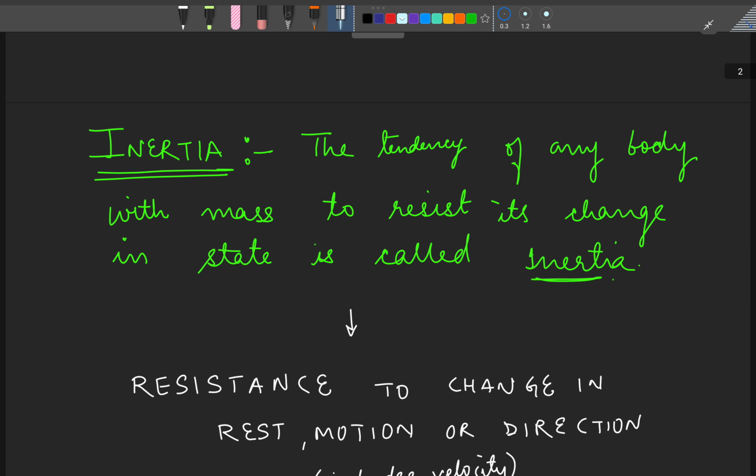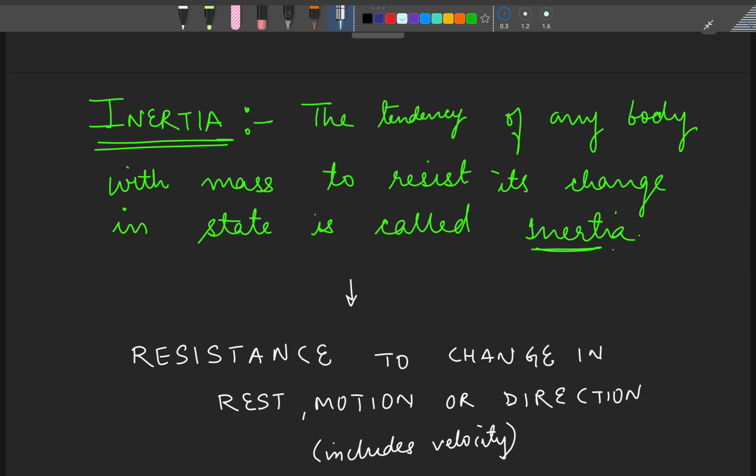Now, what is inertia? Inertia is nothing but the tendency of any body with mass to resist its change in state. Okay, it's not a force, please remember. It's not a force, it's only a tendency of the body. The body has the capability to resist its change in state. State as in state of rest, state of motion, or the state of direction.